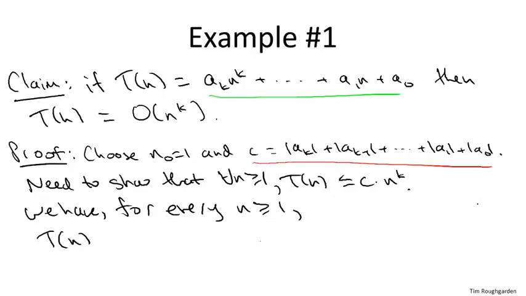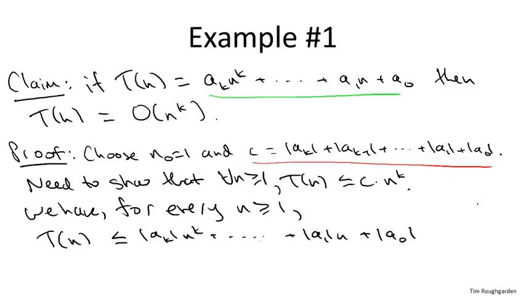Now, n here we know is at least 1, so if any coefficient flips from negative to positive, then the overall number only goes up. So if we apply the absolute value to each of the coefficients, we get an only bigger number. So T of n is bounded above by the new polynomial, where the coefficients are the absolute values of those that we had before. So why was that a useful step?